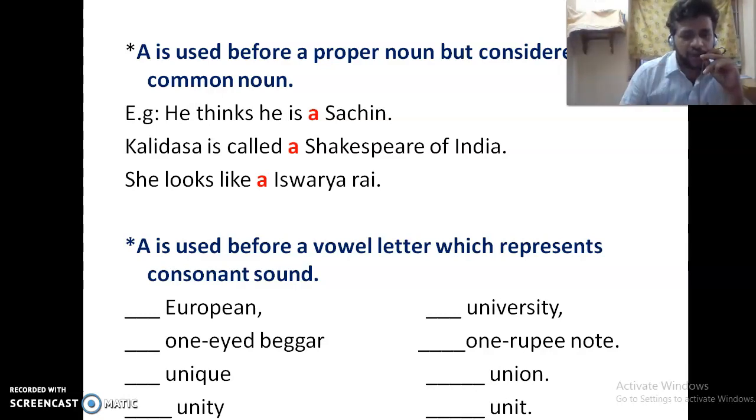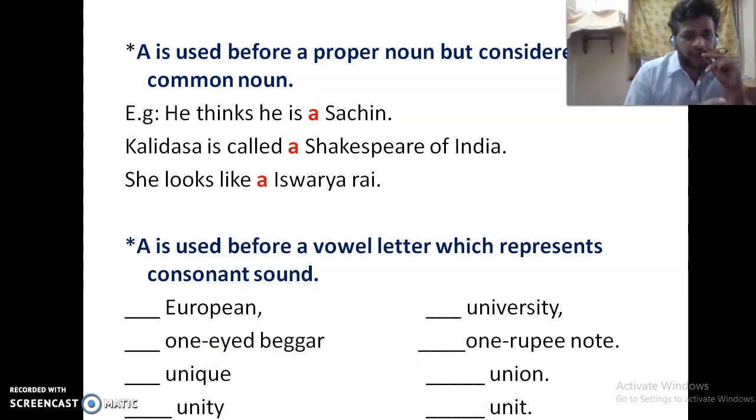So all of these look like they start with vowel letters, but they are consonant sounds. European, that's a consonant sound. University, consonant. One-eyed beggar consonant, 1 rupee consonant, unique consonant, union consonant sound, unity consonant, unities consonant. So all these before the dashes, blanks, we use article A only.